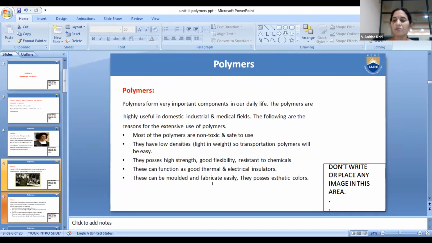So these can be molded and fabricated easily. Yes or no? You can make them into any shape, students. They also possess aesthetic colors. We give very good, aesthetic colors to the plastics, and we use those plastics. Students, when you go to a shop, you see the color and buy. Say you want to buy one plastic bottle. What will you see when you go to the shop if you want to buy any plastic item?